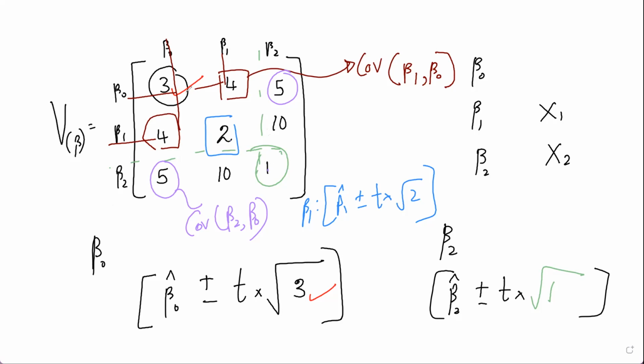So from this, remember, if you are given this, or if you have constructed this by using MSE times X transpose X inverse, you are getting the variance covariance matrix. And if you are asked to construct the interval, remember to get the square root, right? Is this clear?